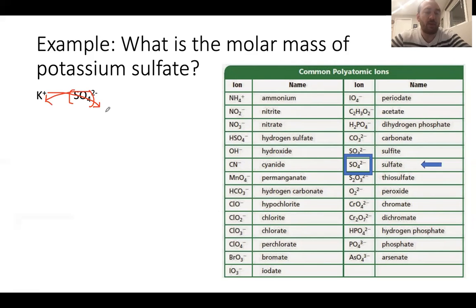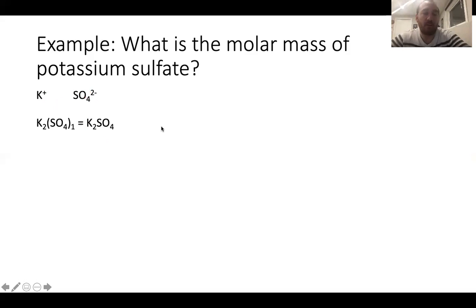And so when we write out this chemical formula, we have a 2 subscript after potassium and a 1 subscript after sulfate. But we don't need to keep this 1 here because we're multiplying SO4 by 1. So we can just write it out as K2SO4 without the brackets. Okay, so now we have the chemical formula.